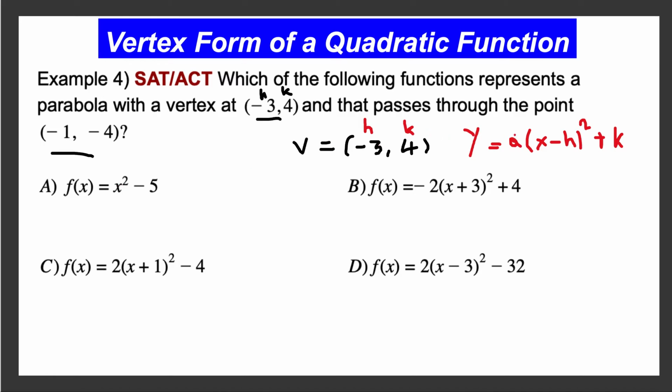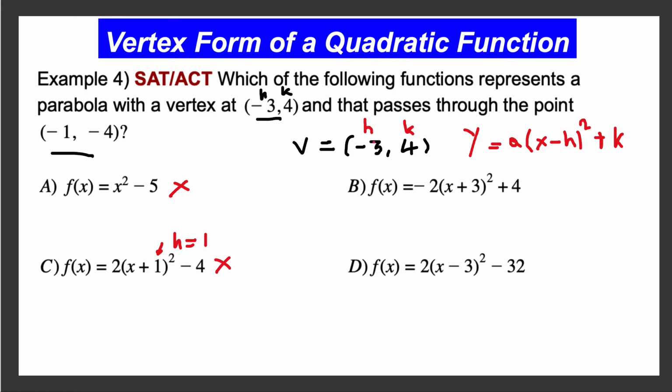For example, here we want to identify the vertex. What is here? (x minus 0) squared. So h is 0, so I can rule this out. This is not the right answer. And here h is equal to minus 1, but h should be minus 3. So this is not the right answer.